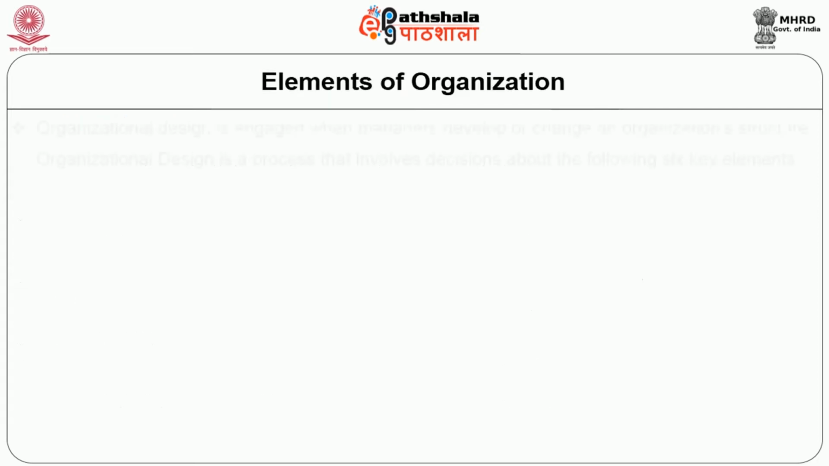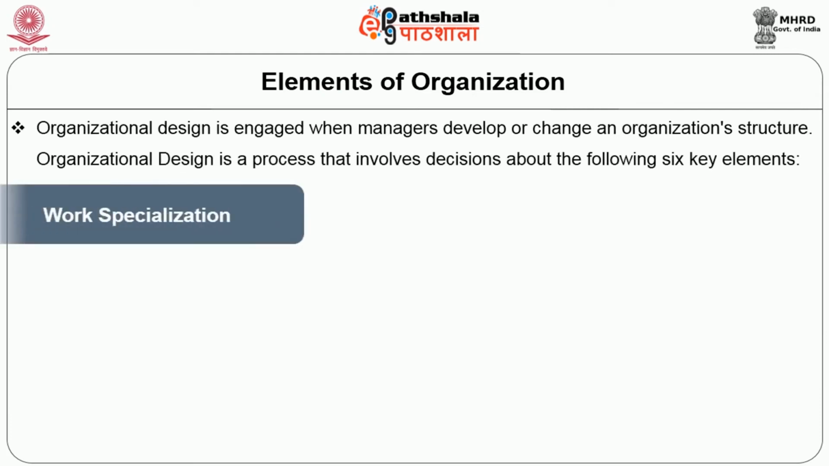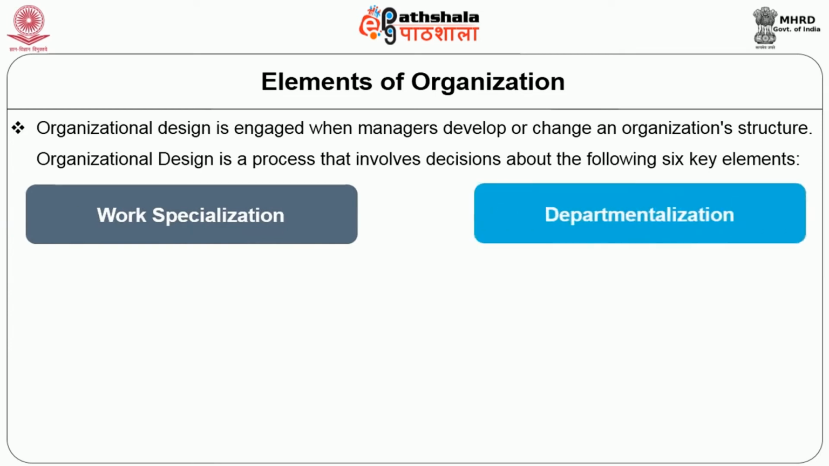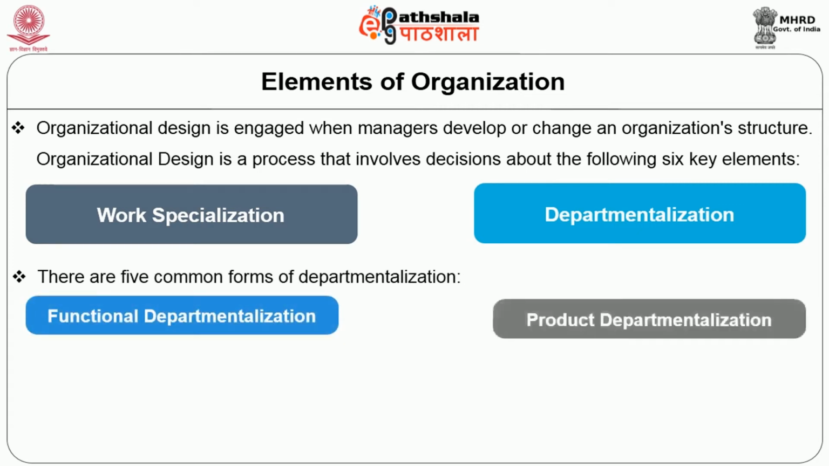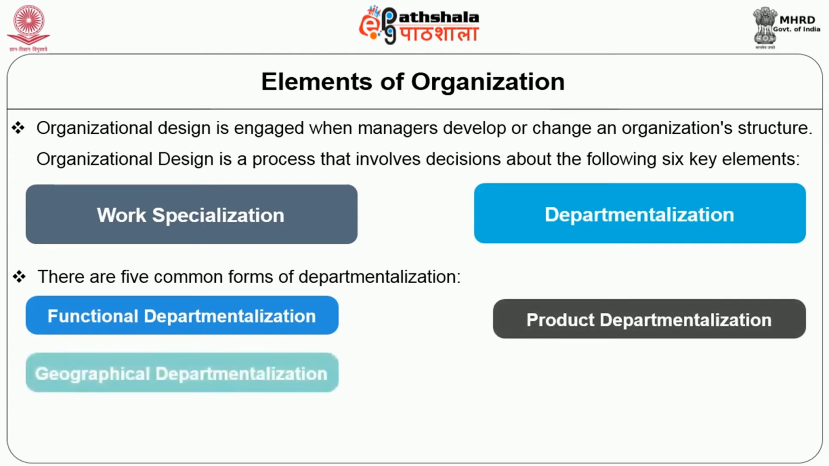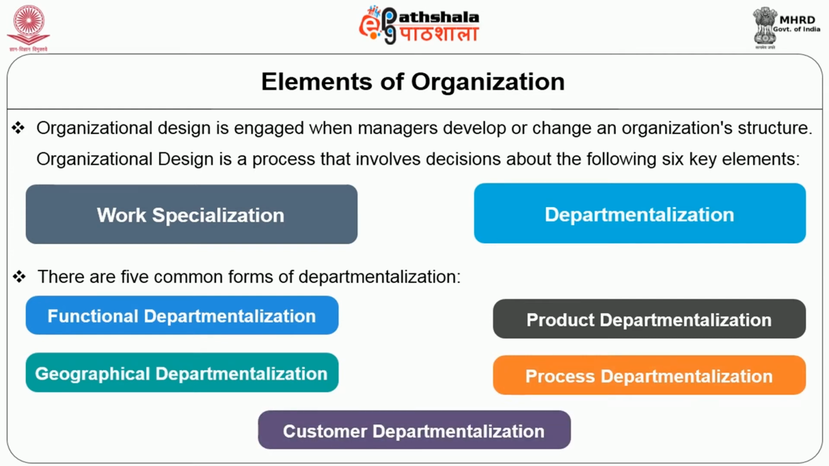Next one is elements of organization. There are 6 key elements in organizational design. First one, work specialization, departmentalization. There are 5 common forms of departmentalization. First one, functional departmentalization, product departmentalization, geographical departmentalization, process departmentalization, customer departmentalization.